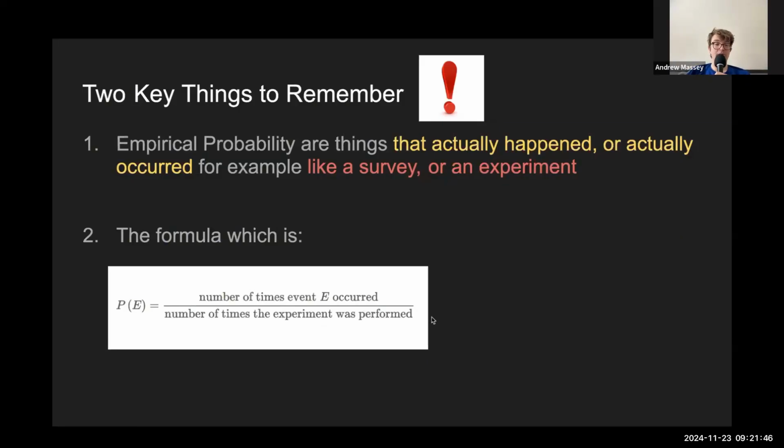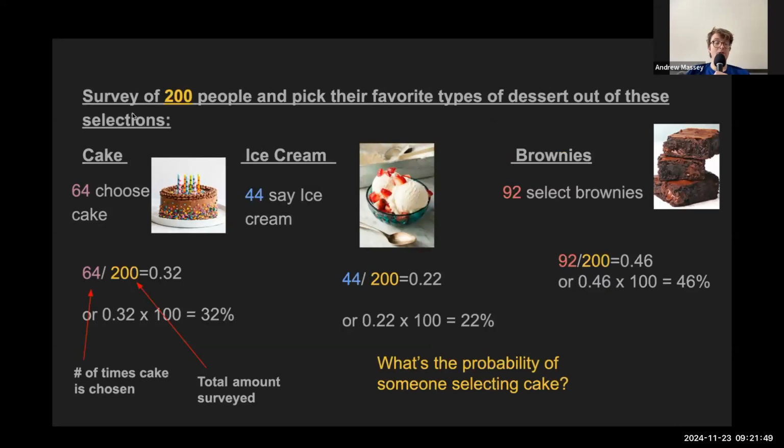And now let's take a look at an example here just to demonstrate this. So in this example, we have a survey of 200 people, and they pick their favorite different types of dessert out of these selections, which is cake, ice cream, and brownies. We're going to specifically take a look at cake here. And we have the question of what's the probability of someone selecting cake? So you would take this 64, which is the number of times cake was chosen, over the total amount surveyed, which is 200, and you'd get 0.32. You could keep this answer, or you could do 0.32 times 100, which would be 32%. So for this question of what's the probability of someone selecting cake would be 0.32 or 32%.